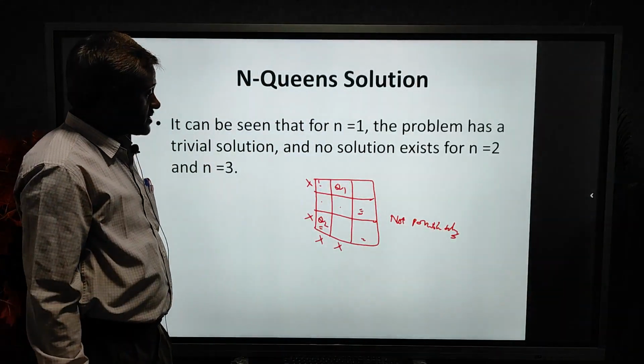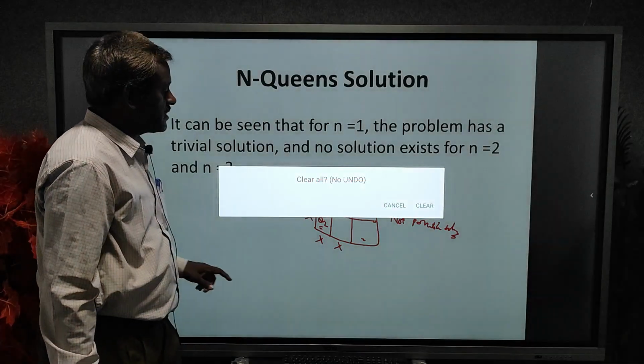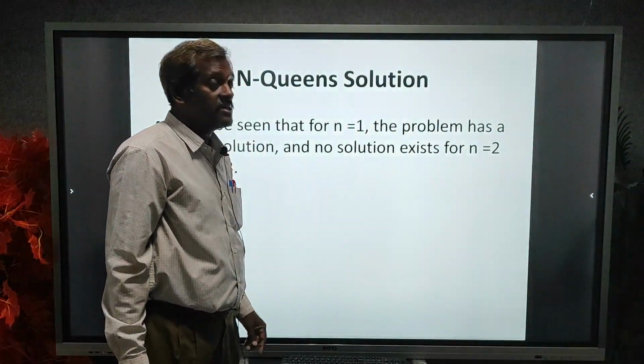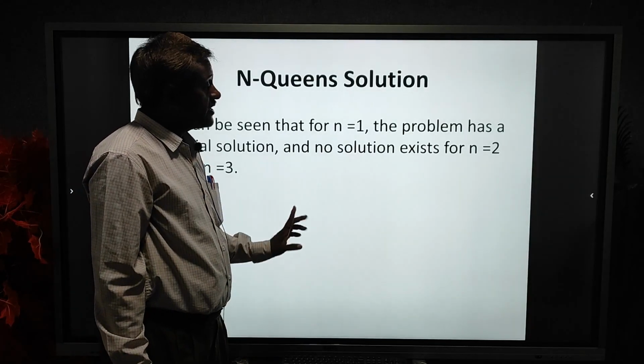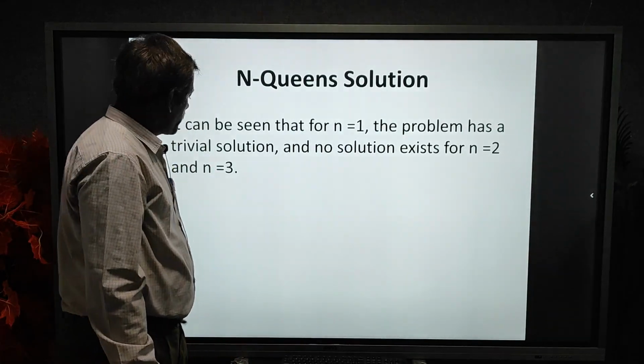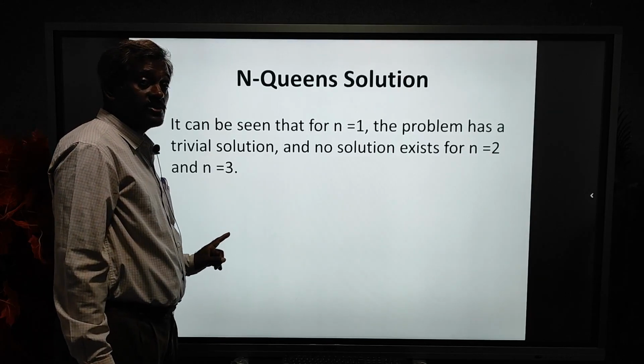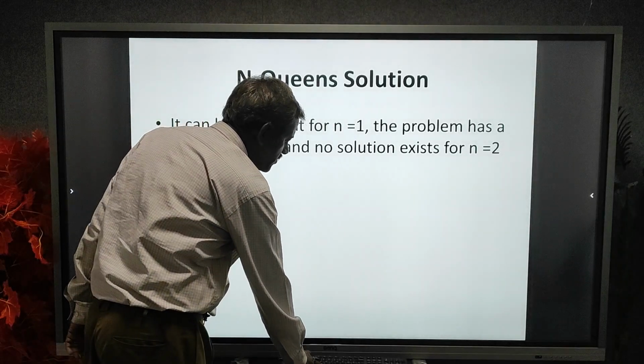Okay, now we will check out the next one. That means we checked n equal to 1, that is possible. For n equal to 2, it is not possible. For n equal to 3 also it is not possible. Now move to the next one.